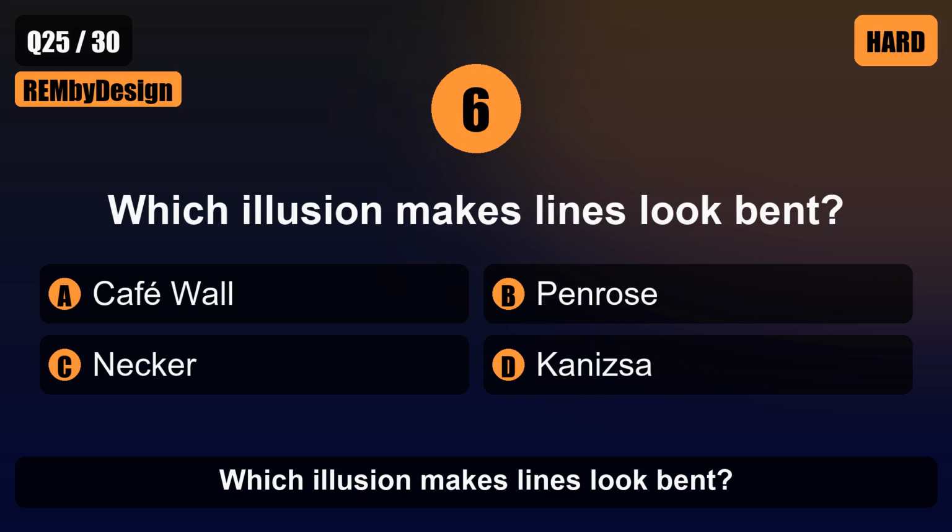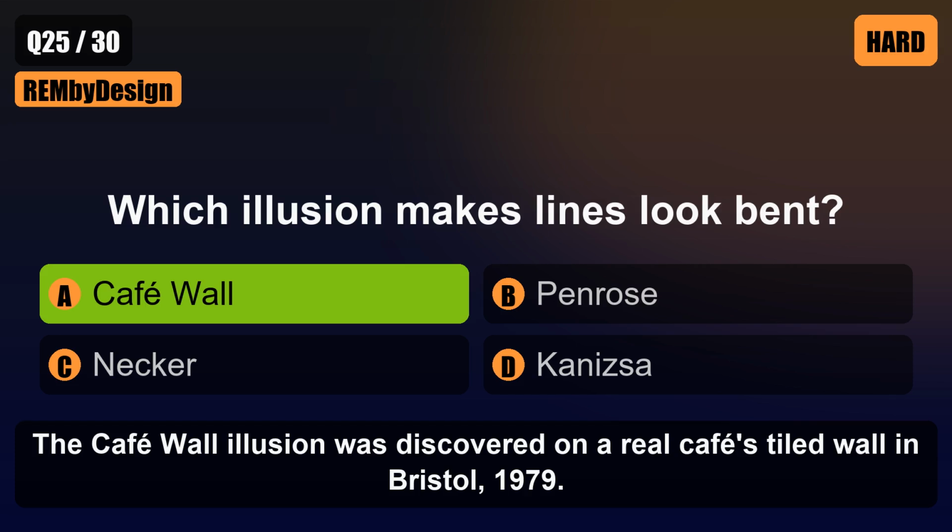Which illusion makes lines look bent? A. Cafe wall, or B. Penrose, or C. Necker, or D. Knitza. The answer is A. Cafe wall. The cafe wall illusion was discovered on a real cafe-styled wall in Bristol, 1979.